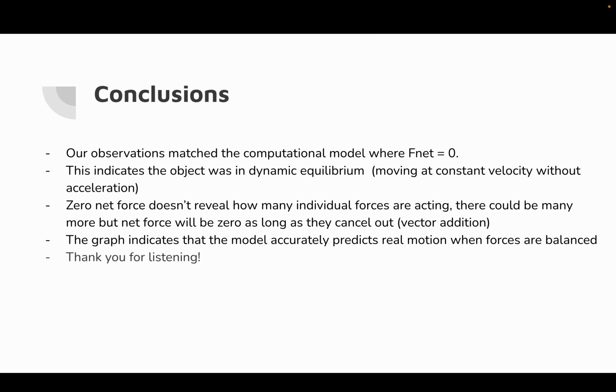Overall, my experimental observations matched my computational model based on the assumption that net force equals zero. This means that the marker was in dynamic equilibrium. It kept moving at constant velocity without accelerating. It's important to remember that zero net force doesn't mean that there's no net force at all. It just means that all the forces cancel each other through vector addition. The graph shows that when forces are balanced, a constant velocity model can accurately predict motion of a real-world object.